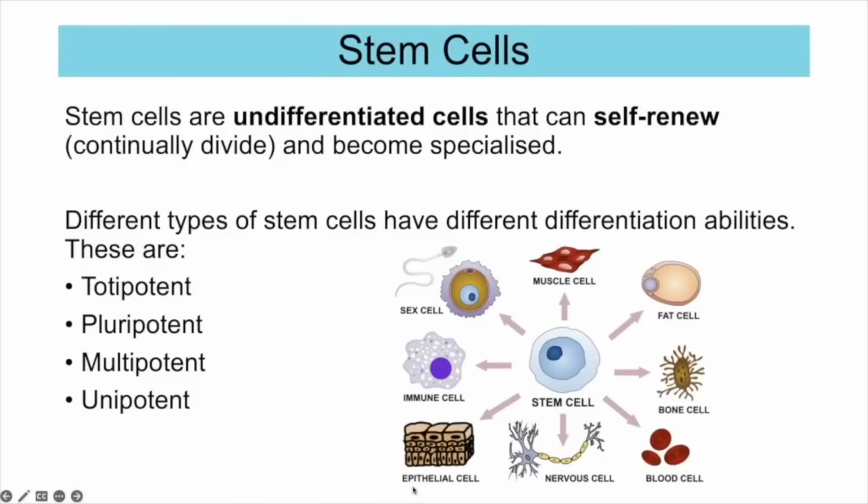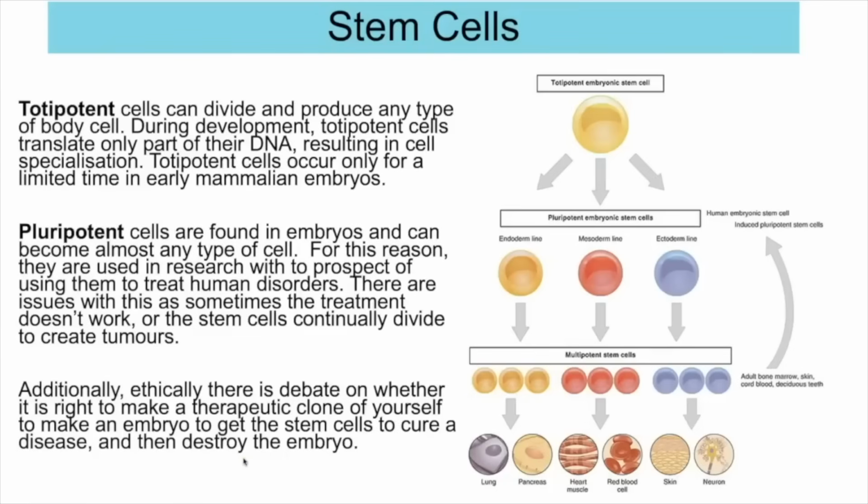We then move on to stem cells, and these are undifferentiated cells that can self-renew, meaning continually divide and become specialised. Different types of stem cells have different differentiation abilities. And the types that you need to know about are totipotent, pluripotent, multipotent, and unipotent. Totipotent cells can divide and produce any type of body cell. During development, totipotent cells translate only part of their DNA, resulting in cell specialisation. Totipotent cells occur only for a limited time in early mammalian embryos.